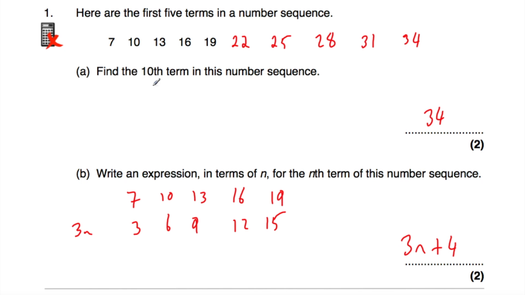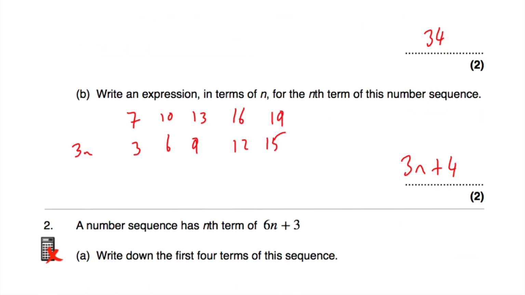Part A said to find the 10th term of the sequence, and we found it by writing out the first 10 terms. Now, if it was the 20th term, that'd be quite time consuming, and the 100th term, even more so. So it can be quite useful to use the nth term to work these out. If we want to find the 10th term, we do 3 times n, so 3 times 10 is 30, plus 4 is 34. That's fantastic. We got 34 both ways: by carrying on the sequence, and by finding the nth term and substituting in 10 for n.